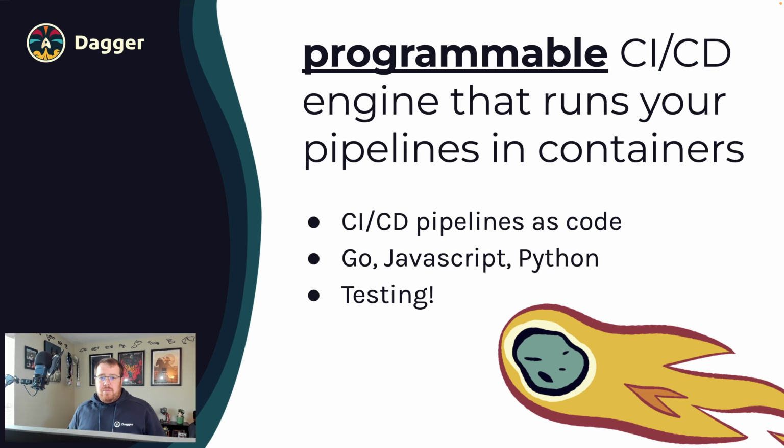Programmable means that you're going to be writing your CI/CD pipelines using code. Not YAML, not some static configuration, but actual code. The code that you and your engineers actually use day to day. So that pipeline might be written in Go, JavaScript, or Python, whatever your team is used to.